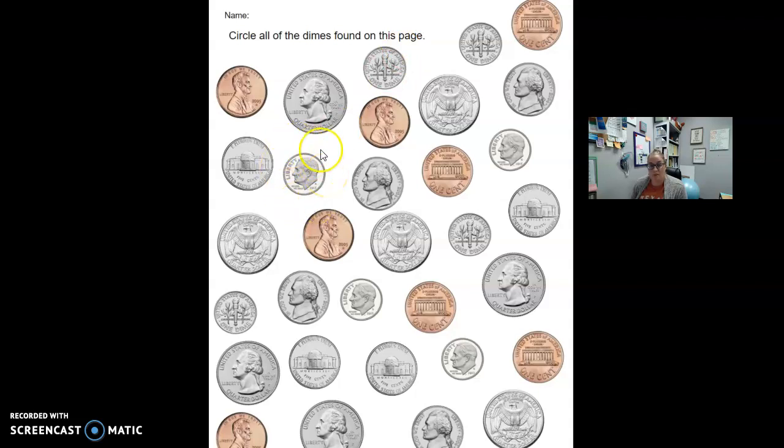If you're at home and you do not have this paper, remember you're able to use the little pencil icon at the top and you're still able to circle all of the dimes. So make sure you're looking for that small little bitty silver coin and circle all the dimes.